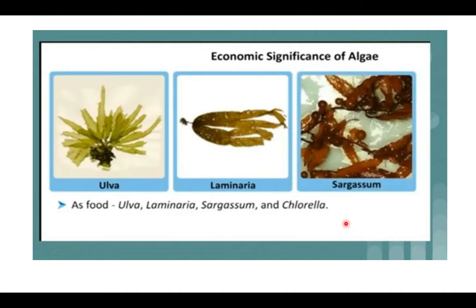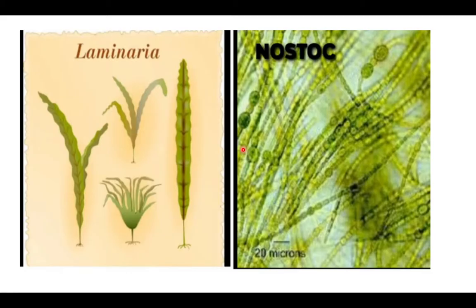Some algae are used as food for domestic animals also. This laminaria is used as a food for domestic animal. Yeah, this is laminaria. And then this is nostoc.